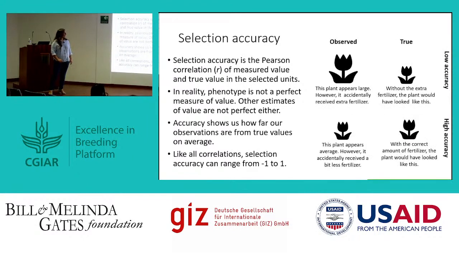As a quick example, you can see our observations here and our true values here. In this case, we have a plant that looks really big, but it accidentally received some extra fertilizer. If we knew the truth without the extra fertilizer, the plant would have looked like this. So there's a pretty marked difference. This plant right here looks pretty average, but it actually received a little bit less fertilizer than the others. If it had the correct amount, it would have looked like this. There's not much difference, so there's higher accuracy. Anytime you see a higher accuracy, you can think of that as being more reflective of your true value.